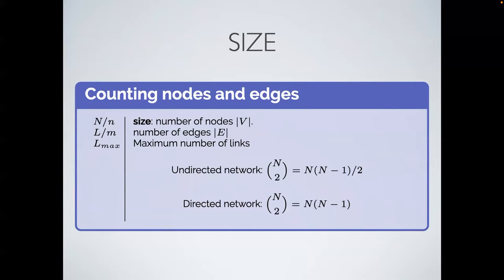Obviously, the first thing that you can do is to compute the size. The size is just the number of nodes. You can also compute the number of edges, and naturally also the maximum number of links. If everyone is connected to everyone, then that is the maximal number of links. It depends, of course, on whether your network is directed or undirected. If it's directed, then each node can be connected to all the other ones. And if it's undirected, you have to divide by 2 because A to B and B to A are the same thing.